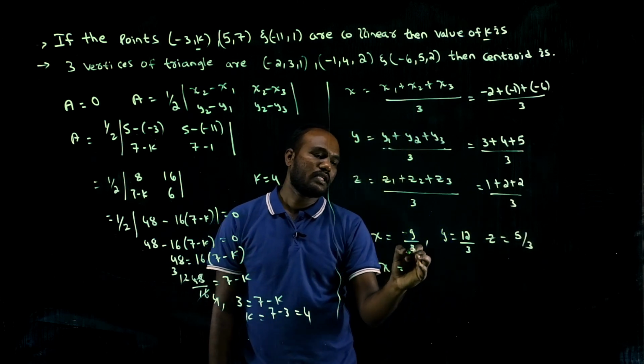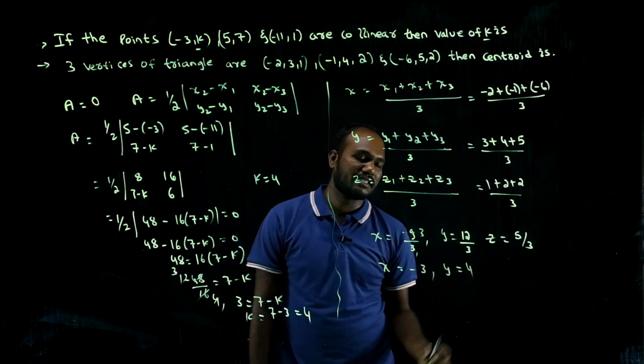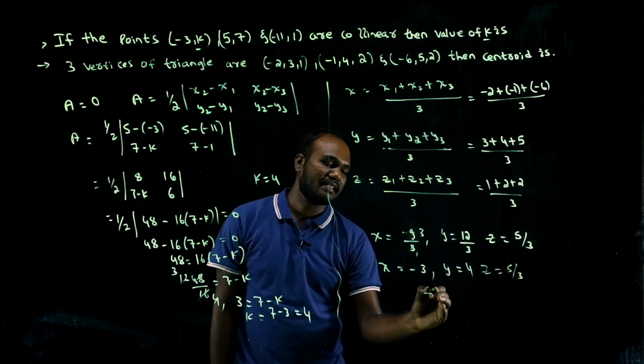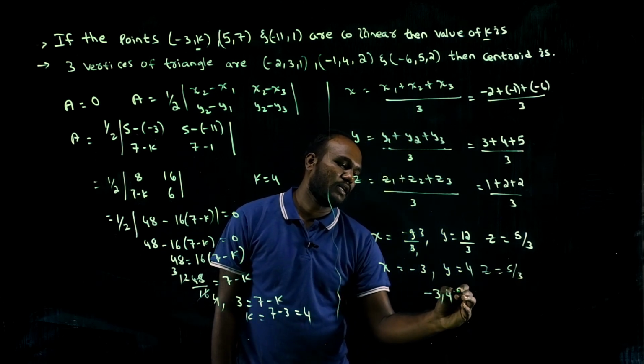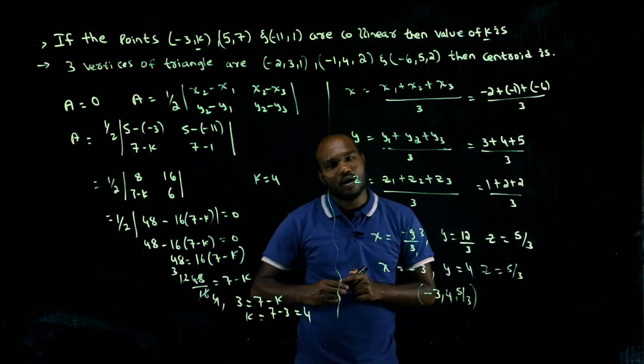So x is equal to minus 9 by 3, that is minus 3. And y is equal to 12 by 3, that is 4. And z value is 5 by 3. I can write this coordinate as minus 3 comma 4 comma 5 over 3. These are the x, y and z coordinates.